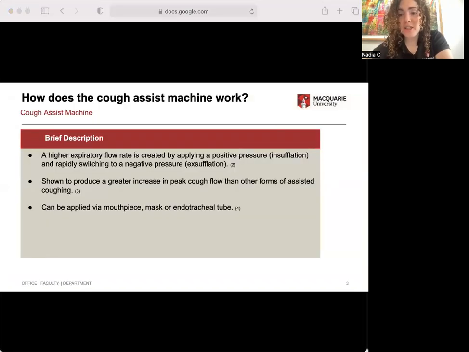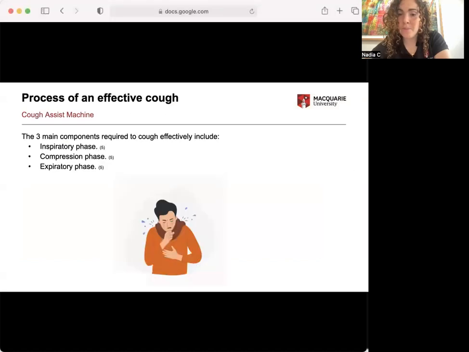So the Cough Assist machine uses a high expiratory flow rate created by applying a positive pressure known as insufflation and then rapidly switching to a negative pressure known as exsufflation. Compared to other modes of assisted coughing, it actually produces a greater increase in peak cough flow.